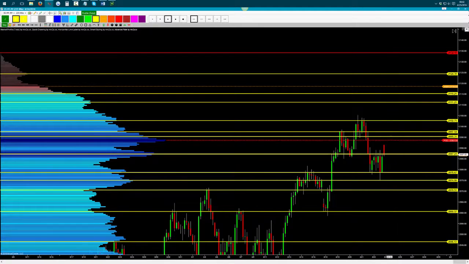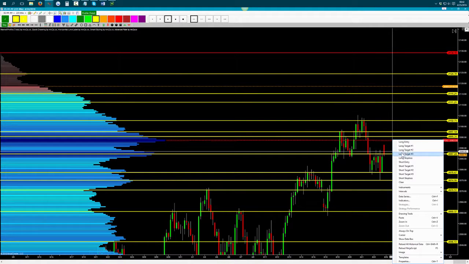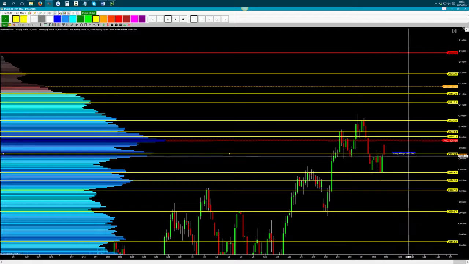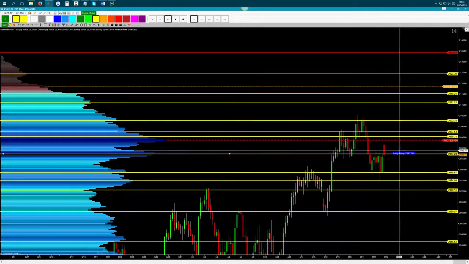So what I'm looking for is a move closing above this 27A area to go long for this week. And what we can do is just do a long entry right here. It says 28,850. Let's just bring this right here on this line. It's 2087.50 where I'd like to see a close for a long entry.